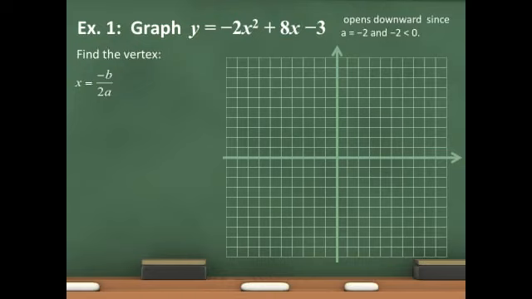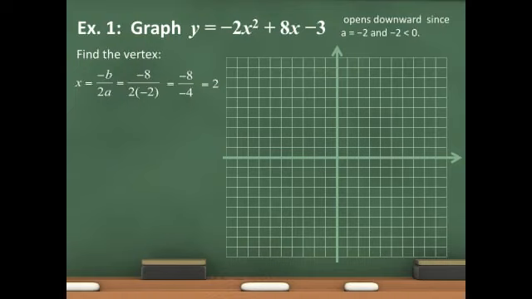The x value of the vertex can be found using the equation x equals the opposite of b divided by 2a. For our equation, a equals negative 2 and b equals 8. So x equals the opposite of b divided by 2a, which equals negative 8 divided by 2 times negative 2, which equals negative 8 divided by negative 4, which equals 2. The x value of the vertex is 2.